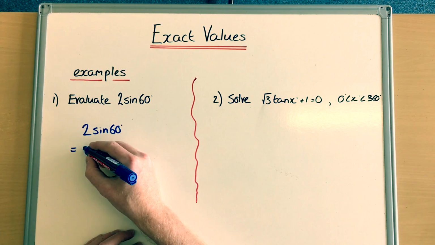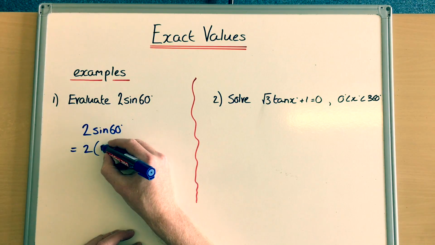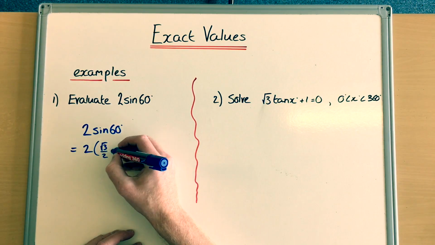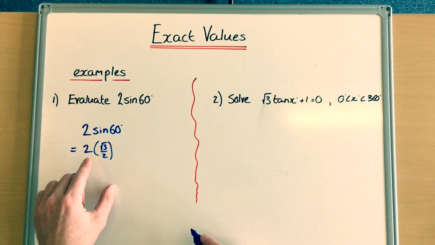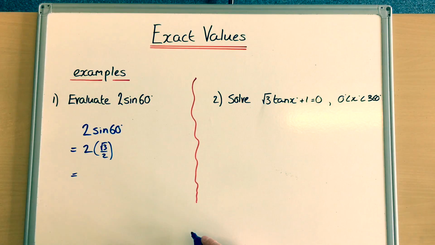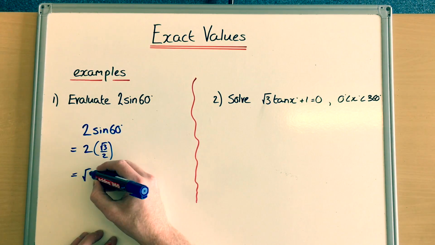So 2 lots of sine 60 is 2 lots of root 3 over 2, which is 2 root 3 over 2. Remember, when we multiply fractions, we only multiply the numerator, so this becomes 2 root 3 over 2, which is just root 3, the 2's cancel.